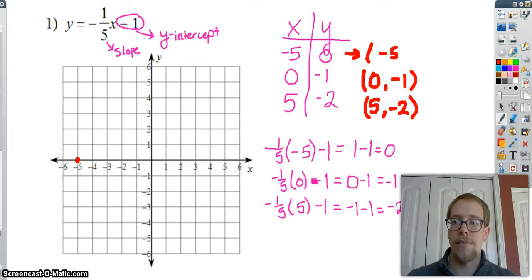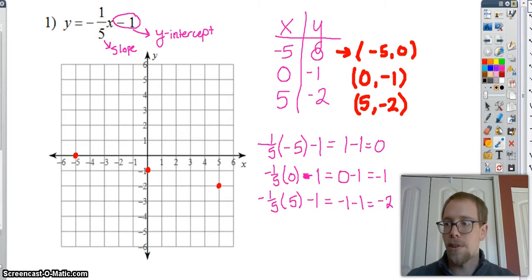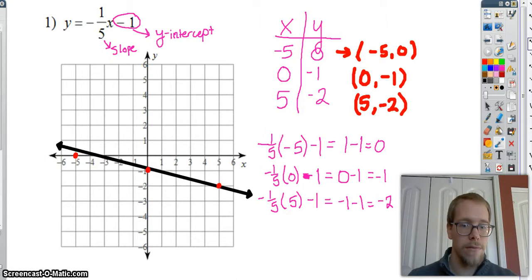So let me rewrite this one. There we go. 0, negative 1, not going to move anywhere on the x, move down 1 on the y, and then move over to the right 5, down 2, and now you see these 3 points are collinear. They lie on the same line, and so therefore I'm going to draw a line through these points, and I'm going to start here and drag it through them, and I'm going to adjust that line just a little.